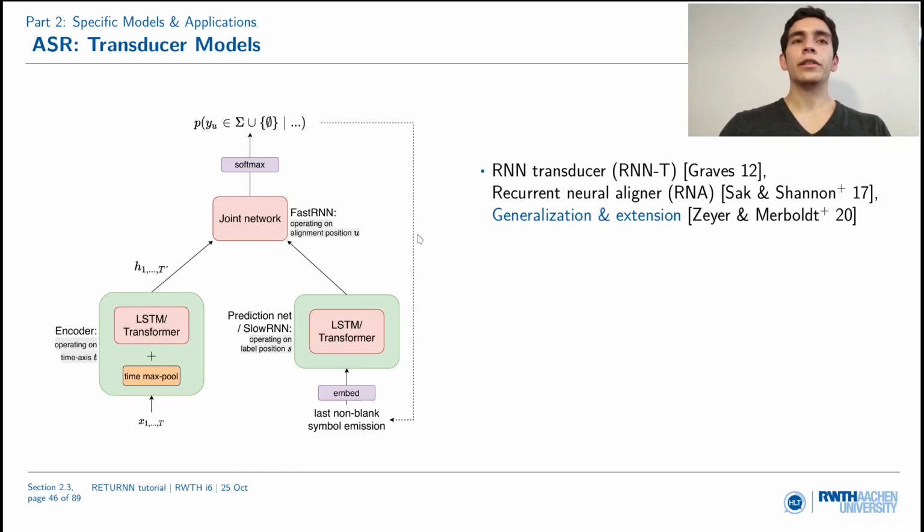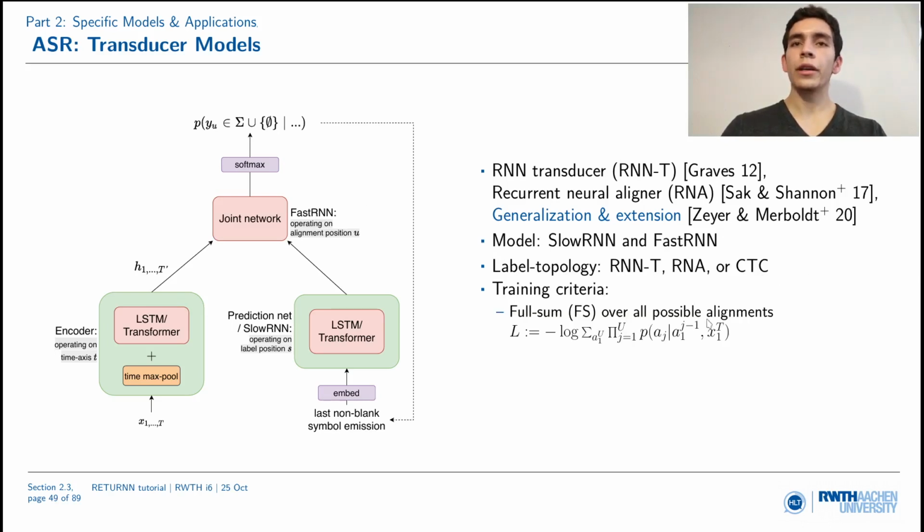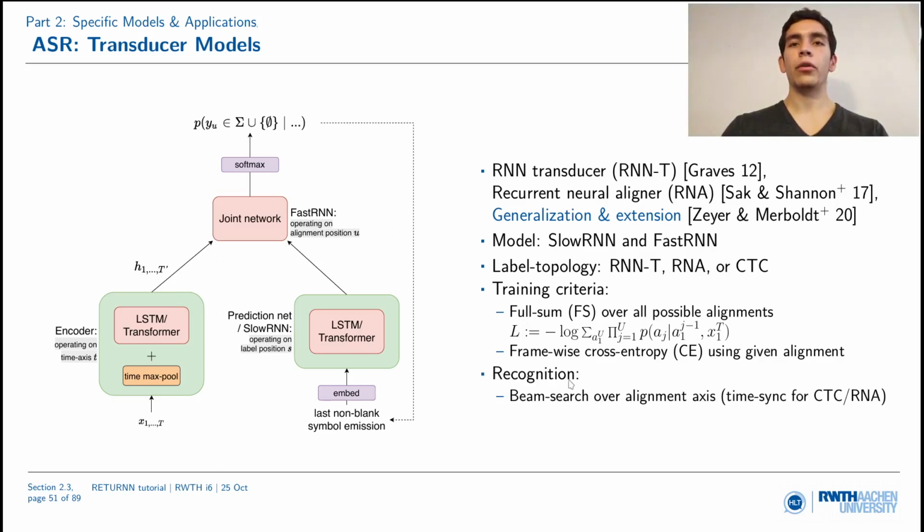So we have generalized this using fast and slow RNN, as well as over the output label topologies RNN-T, RNA, and CTC. The training criteria includes full sum training. So there we marginalize over all possible alignments. We consider all possible alignments with respect to the label topology. Or we could do framewise cross-entropy training. That is when we have an alignment fixed, a path through the alignment lattice. And in the recognition part, we perform beam search over the alignment axis. When we have RNA or CTC, that is time synchronous.